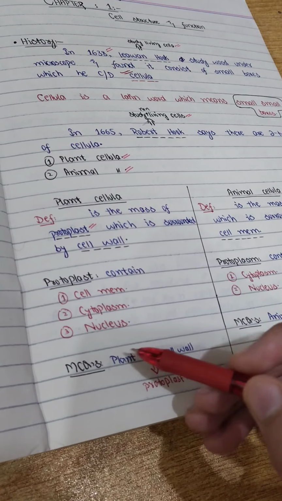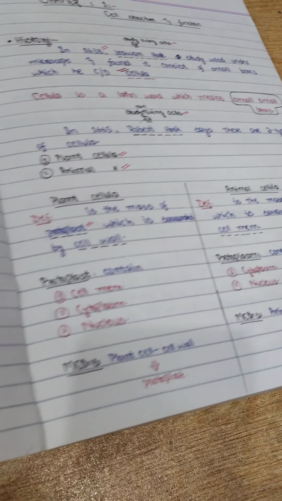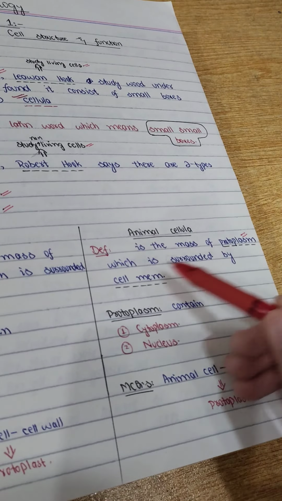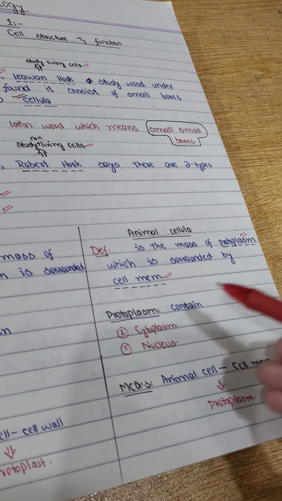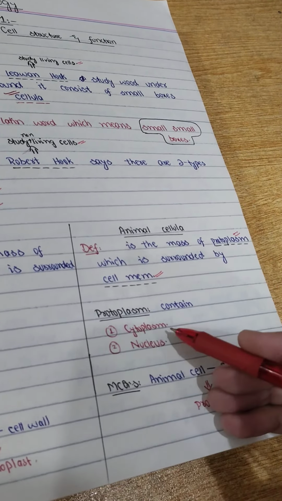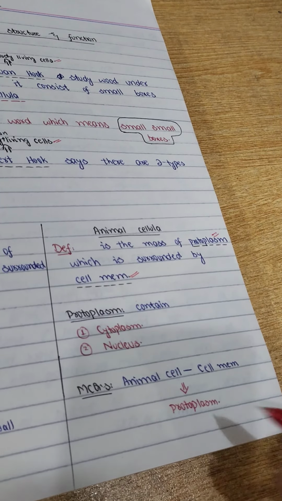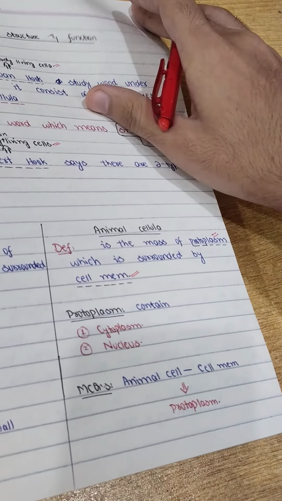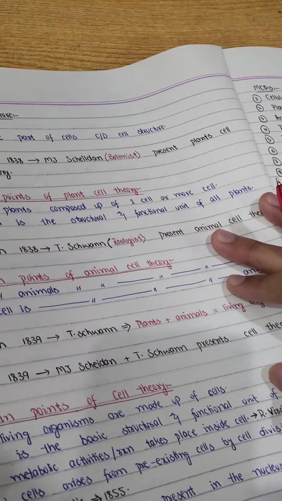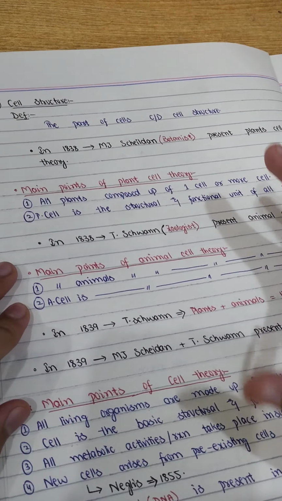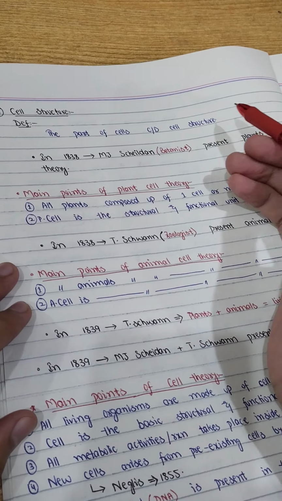And here an MCQ came: plant cell minus cell wall equals protoplast, while animal cell is the mass of protoplasm which is surrounded by a cell membrane, because the cell wall is absent. So protoplasm contains cytoplasm and nucleus, and animal cell minus cell membrane equals protoplasm. Now there is cell structure. The parts of cells are called cell structure.